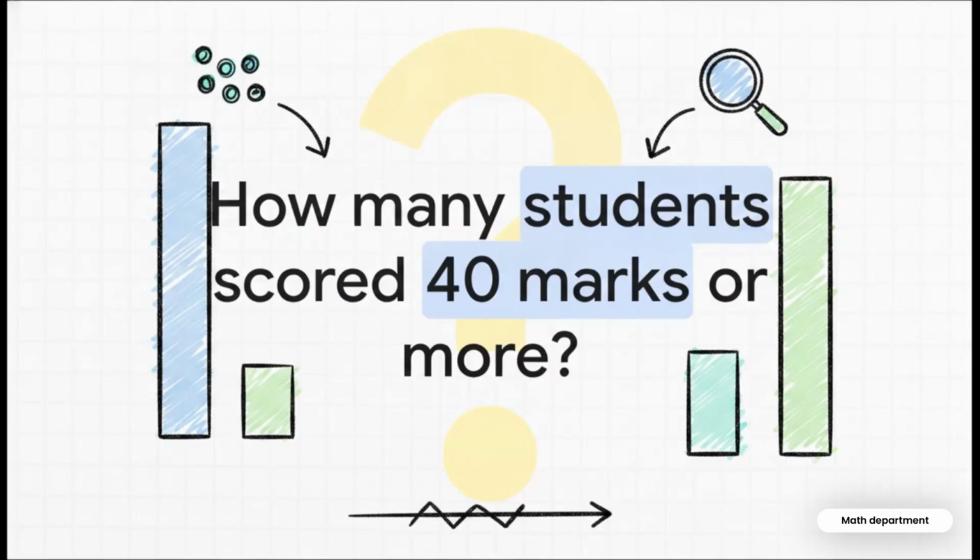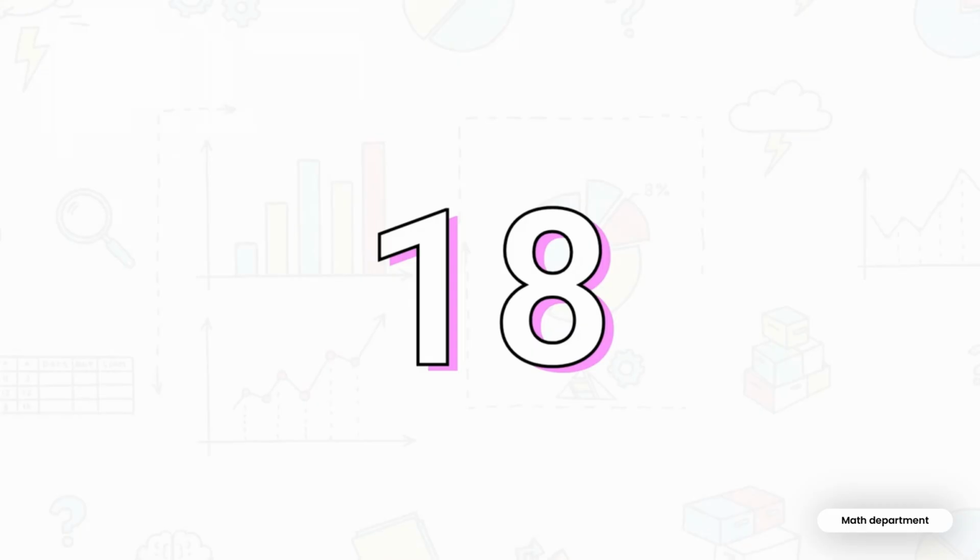Time for another quick knowledge check. I want you to look at the bars for the 40 to 50 interval and the 50 to 60 interval. Can you tell me the total number of top performers? You got it. It's 18. Let's write the math out. We just take the 11 students from the 40 to 50 interval, we add them to the 7 students from the 50 to 60 interval, and we get 18 top performers.